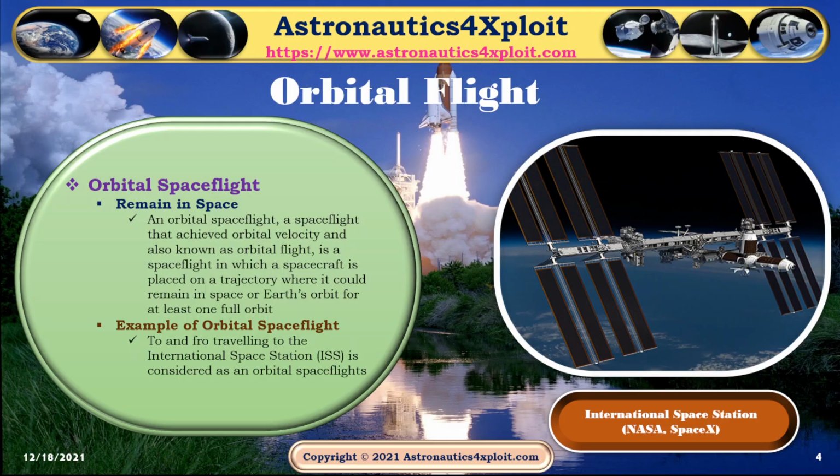Orbital spaceflight, a spaceflight that achieves orbital velocity and is also known as orbital flight, is a spaceflight in which a spacecraft is placed on a trajectory where it could remain in space or Earth's orbit for at least one full orbit. An example of orbital spaceflight is the to-and-fro travel to the International Space Station.